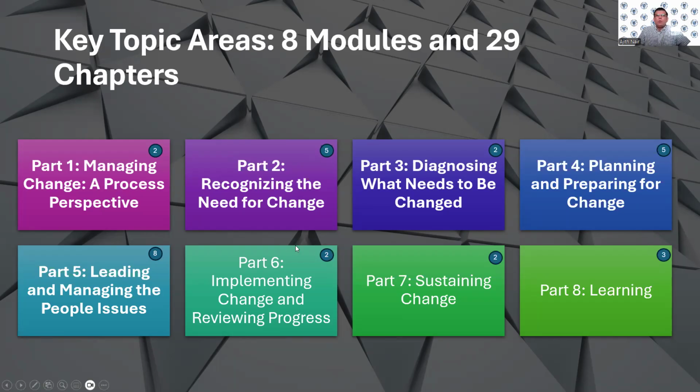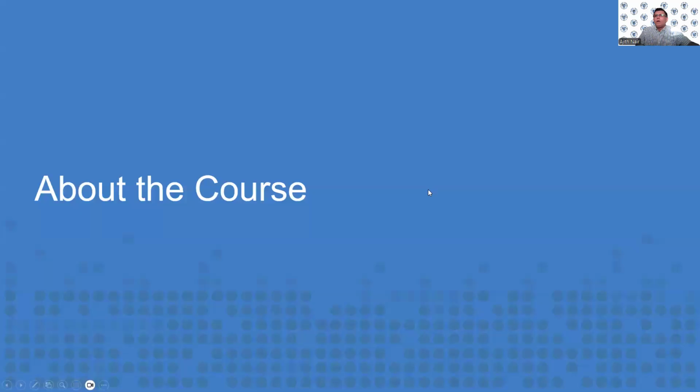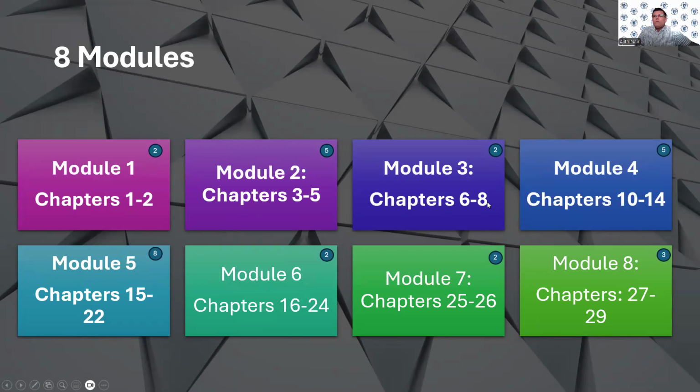Then part 6 would be focusing on implementation of the change. Not only do you need to implement, you need to sustain the change, which is part 7. Both part 6 and part 7 have 2 chapters. And then this textbook closes with everything that you can learn from the change perspective. Now, all of this textbook has been compiled under several modules.